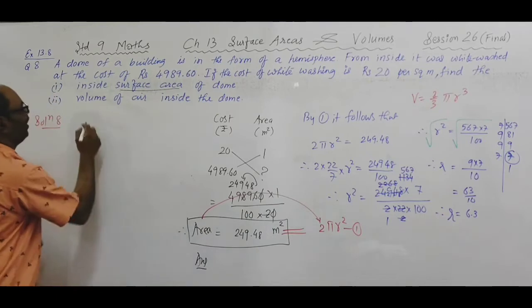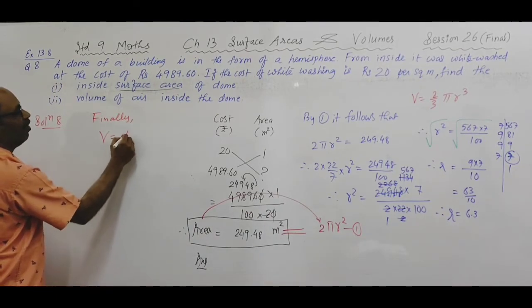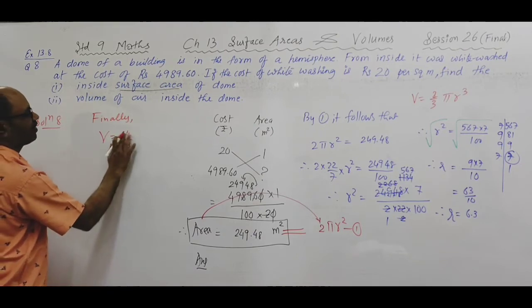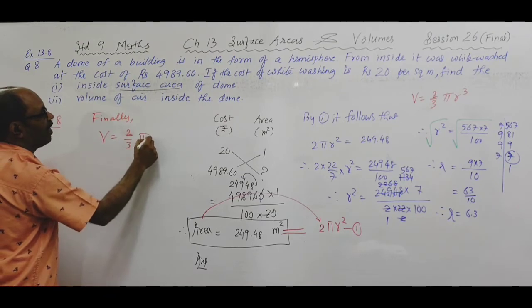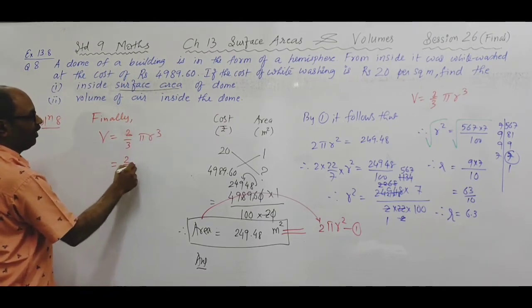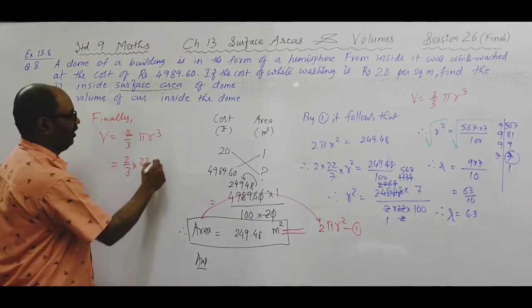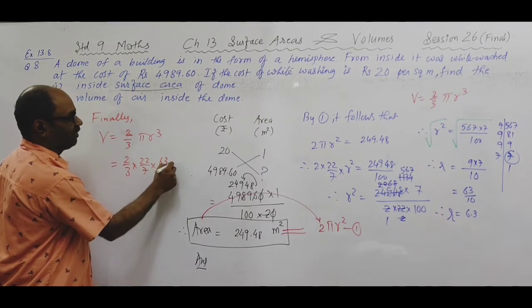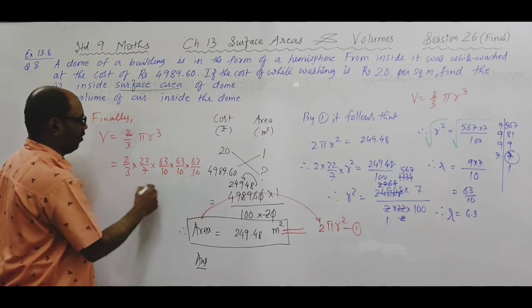So finally, what is the formula to find volume? This is hemisphere. For sphere it is 4/3. 2/3 pi r cube, not square. 2 upon 3 into 22 upon 7. R is 6.3. So 3 times I can write 63 upon 10. 63 upon 10 into 63 upon 10.